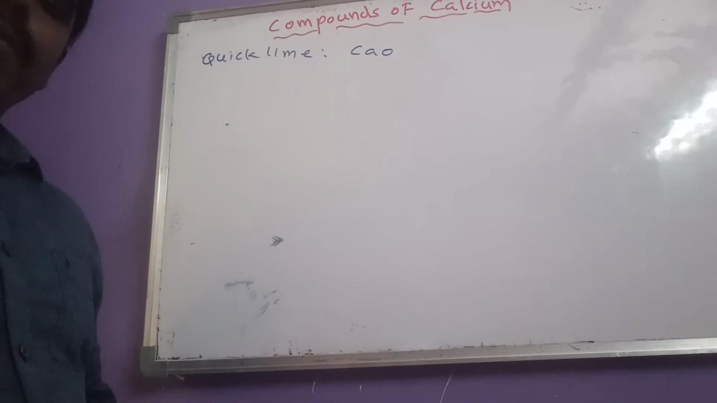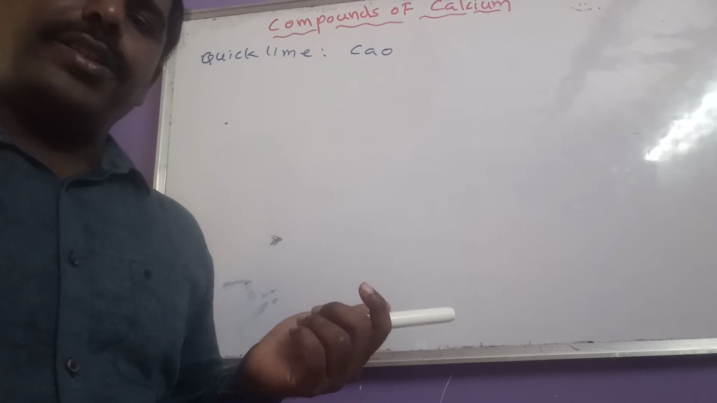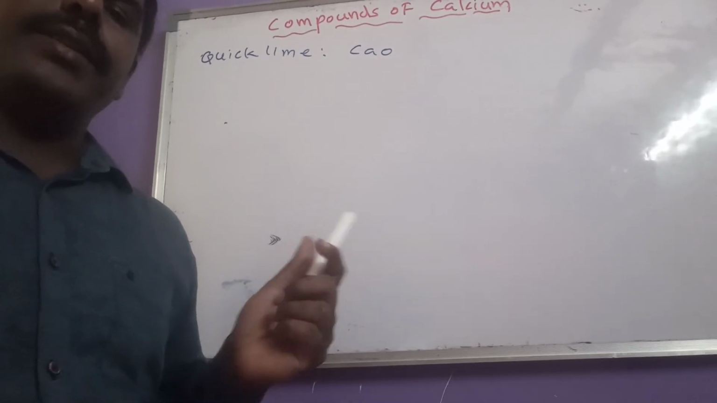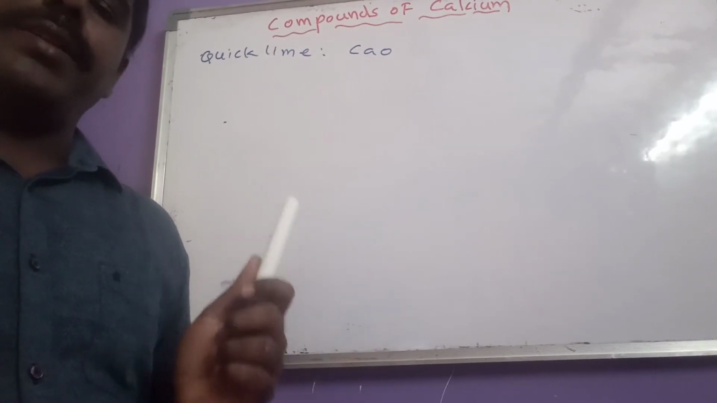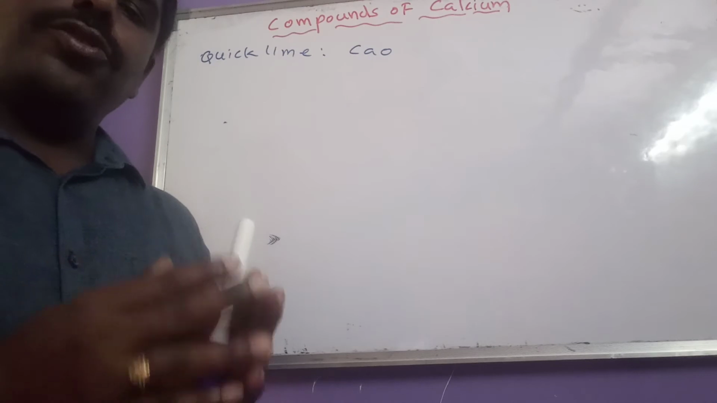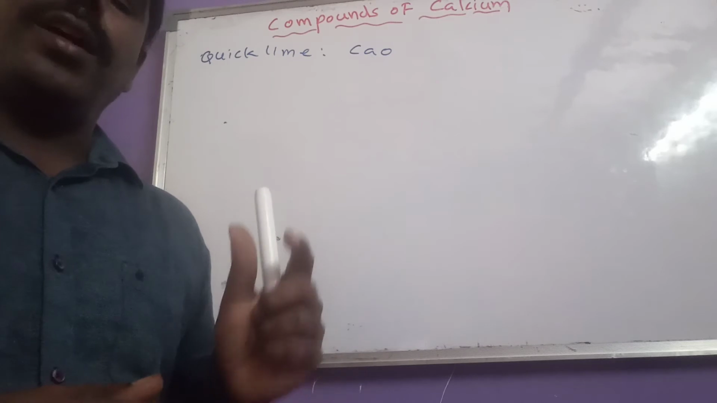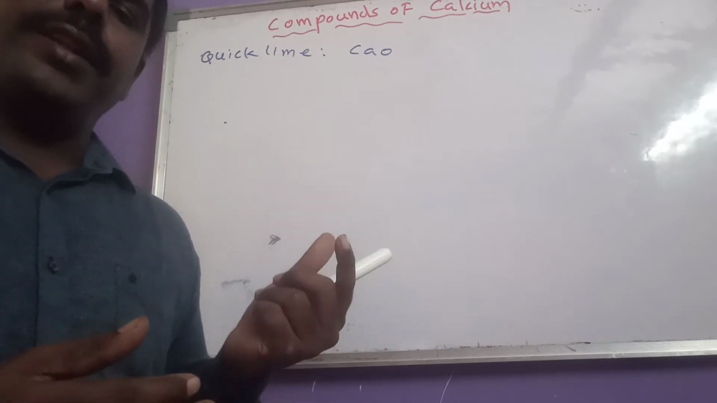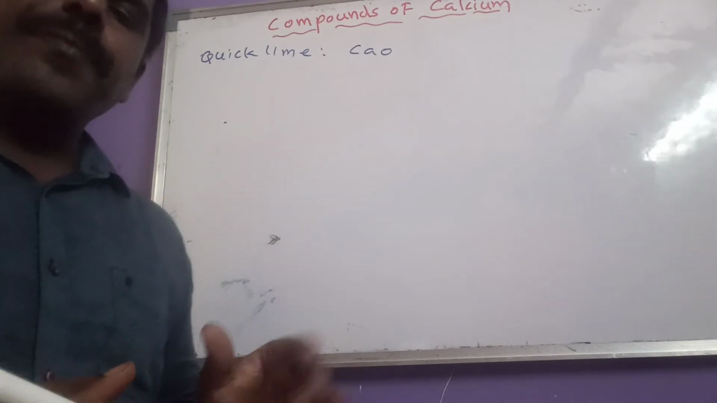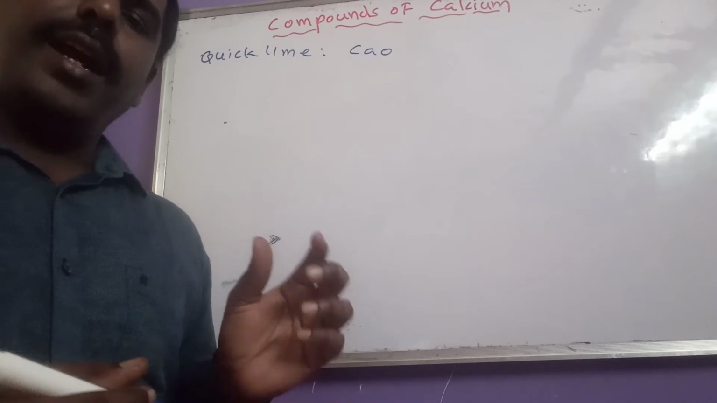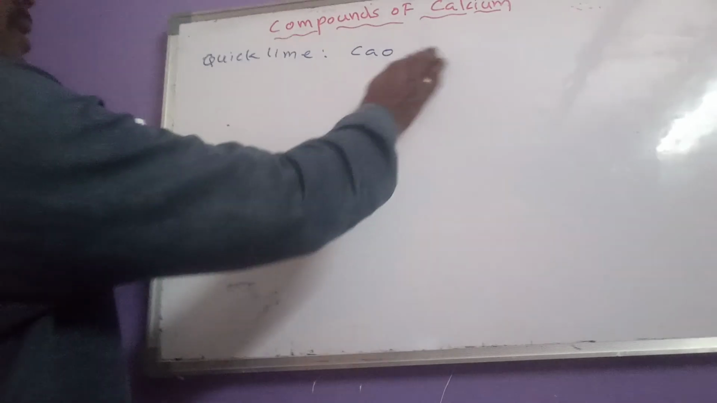What are the uses of quicklime? It is the primary material in the manufacture of cement. CaO is the primary material in the preparation of cement. Another use is in the preparation of Na2CO3 from caustic soda. When caustic soda reacts with CaO, we get Na2CO3. CaO is also used in the purification of sugar and in the preparation of dye stuffs. So this is regarding quicklime, CaO.